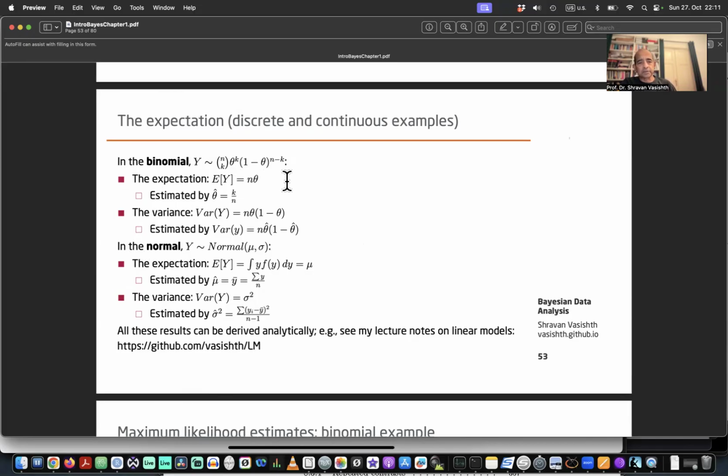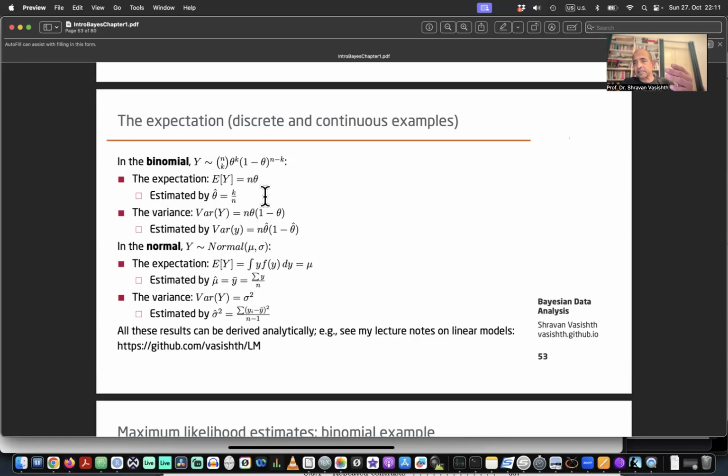Theta is the probability of success. So that would be the expectation, theta. This can be proven analytically. Okay? It's not just arbitrary here. And you can estimate theta from a particular sample by dividing k, that is the k successes that you get, by n, the number of trials, right?